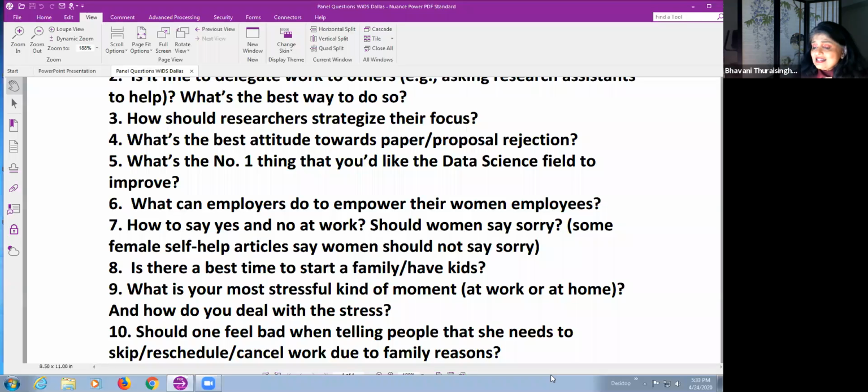So let's go to the last question. Should one feel bad when telling people that she, especially in women's case, needs to skip, reschedule, or cancel work due to family reasons? Take care of mother, take care of father, take care of a child. Because sometimes when women do that, people look at it more negatively than they do with men, I think. So what do you think we should do?